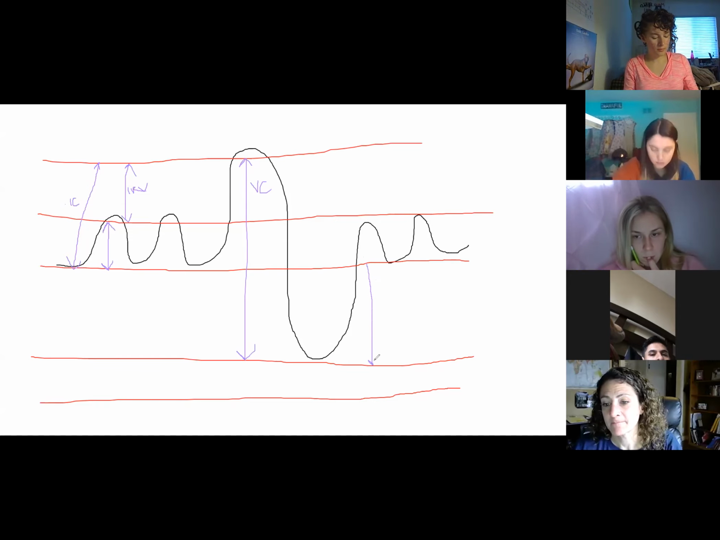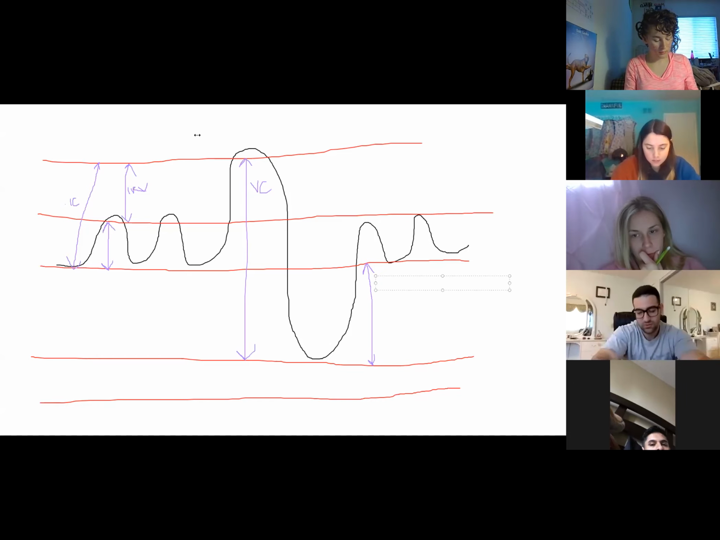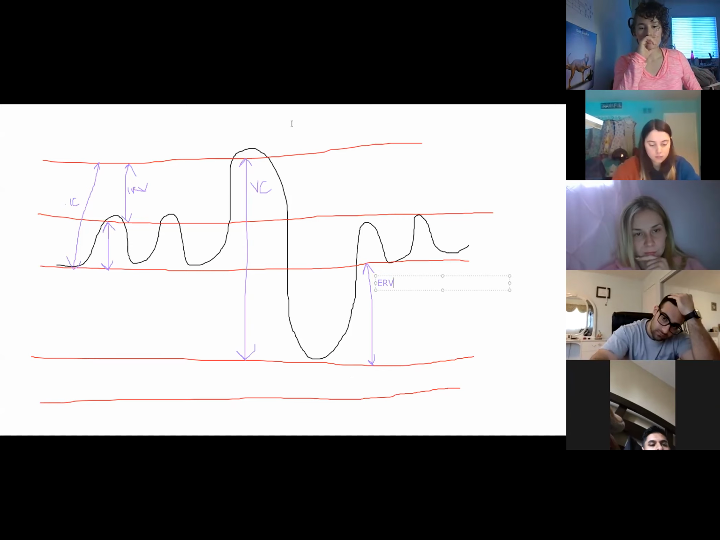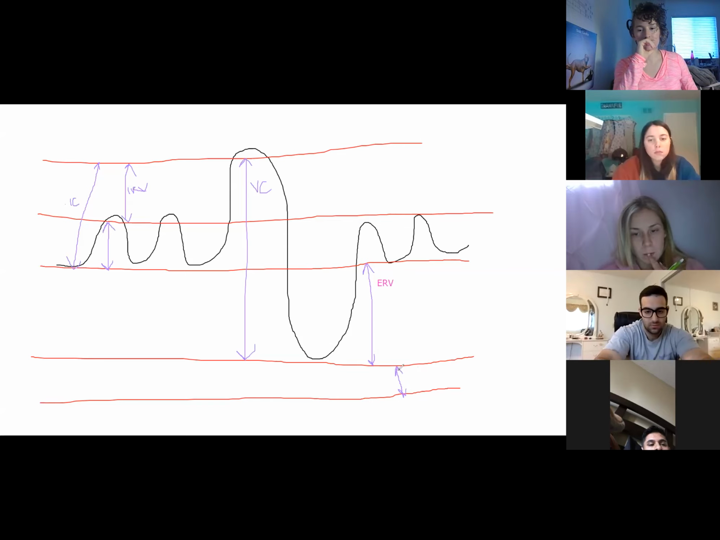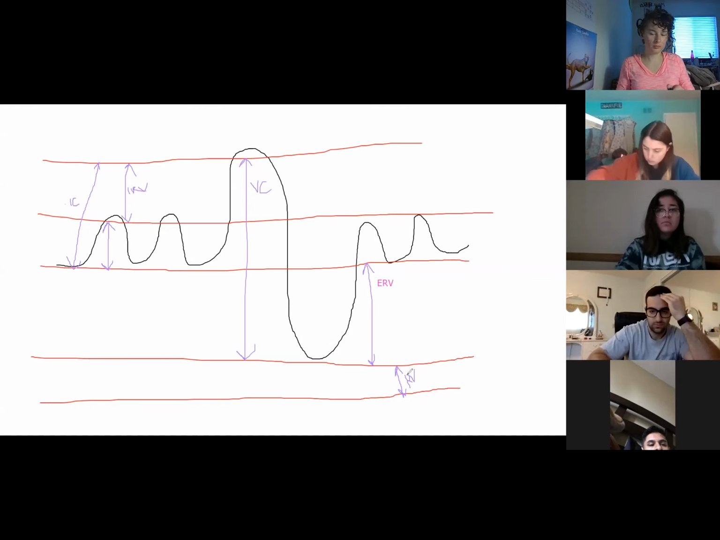Gvork, what would this one be? Expiratory reserve volume. Good. The amount of air you could expire beyond your normal expiration. Evelyn, what would this one be? That would be residual volume, which would be the amount of air left in the lungs after max expiration. Good. So this is the air that's kind of stuck in the lungs that we can't get out.